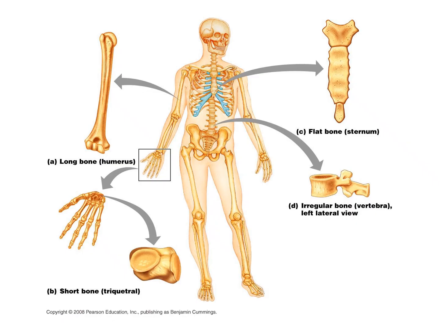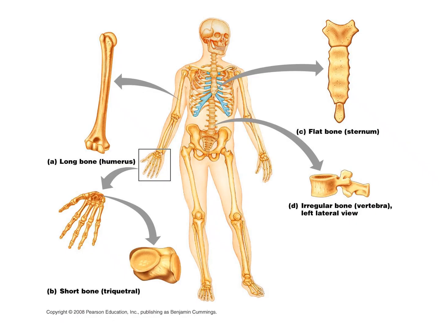Flat bones are thin and consist of 2 parallel plates of compact bone with spongy bone sandwiched in the middle. The main functions of flat bones include protection. They also provide a large surface for attachment of muscles. Examples include the cranial bones, sternum, and scapula.